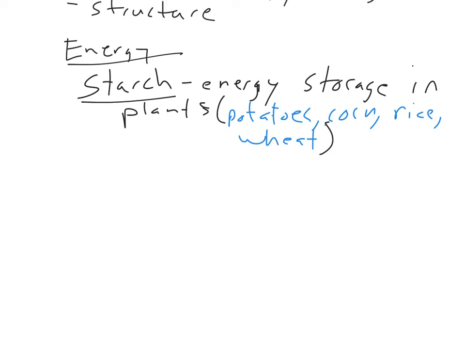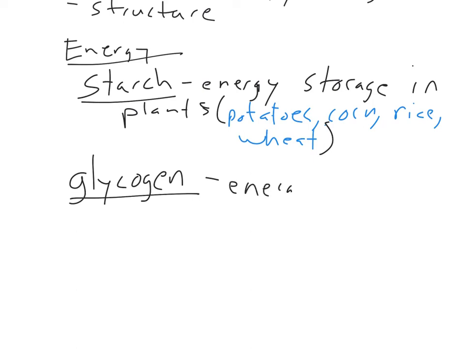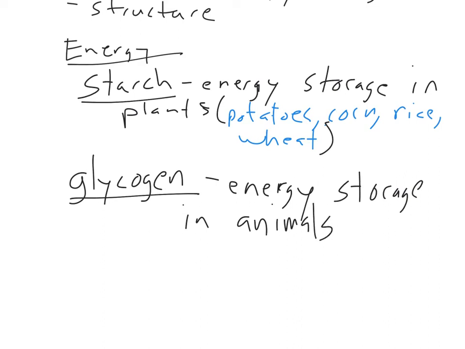All right, in animals, it's called glycogen. That's energy storage in animals. When your body takes in more glucose than what it can use, it turns it into glycogen. And if it has too much glycogen buildup, then it converts it to fat.